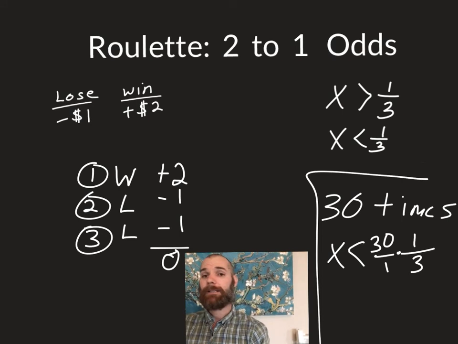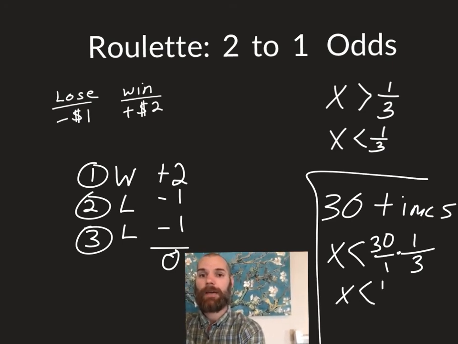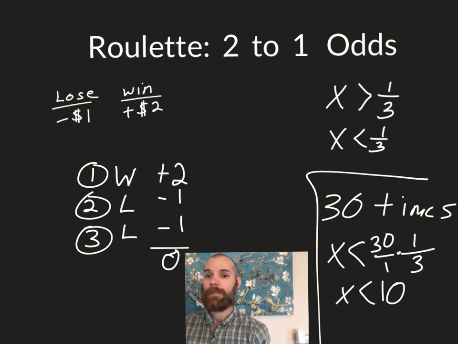So how many times would I need to win in order for me to be losing money in this situation? Well, that would be 30 divided by 3, so x is less than 10. If I won less than 10 times, then I'm going to be losing money. Now remember, that's strictly less than, because exactly 10 times would be 1/3, and therefore I would be breaking even. So if I won 10 times, I wouldn't be losing money, I'd be breaking even.